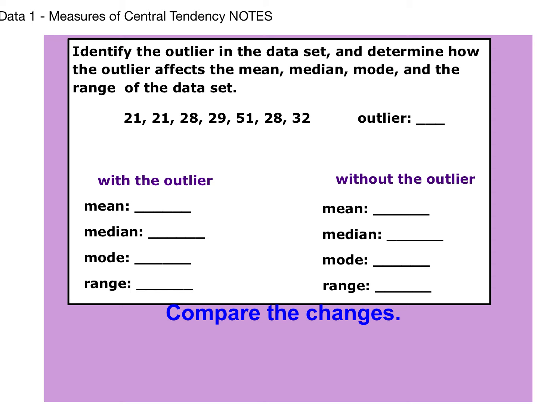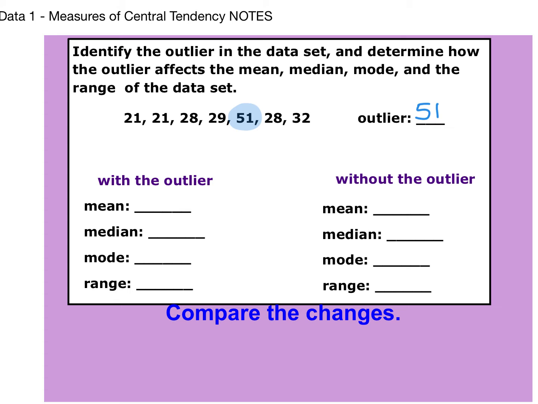All right, now we're going to go ahead and use or measure those mean, median, mode, and range. It says identify the outlier in the data set and determine how the outlier affects the mean, median, mode, and the range of the data set. So look at our data: 21, 21, 28, 29, 51, 28, and 32. Most of my numbers are in the 20s and maybe a 30, but that 51 kind of stands out to me. I would consider the 51 an outlier.